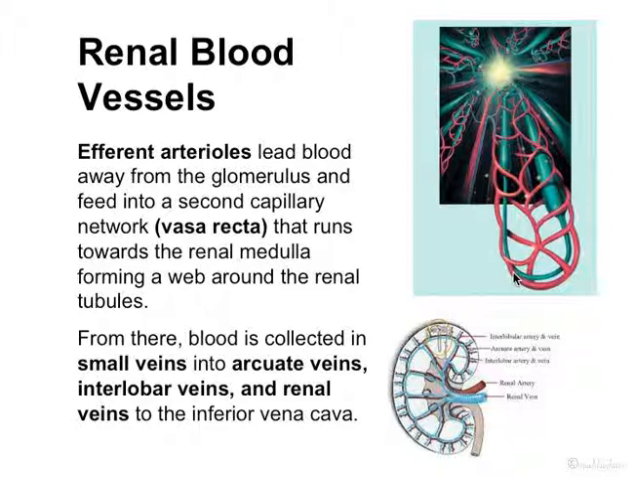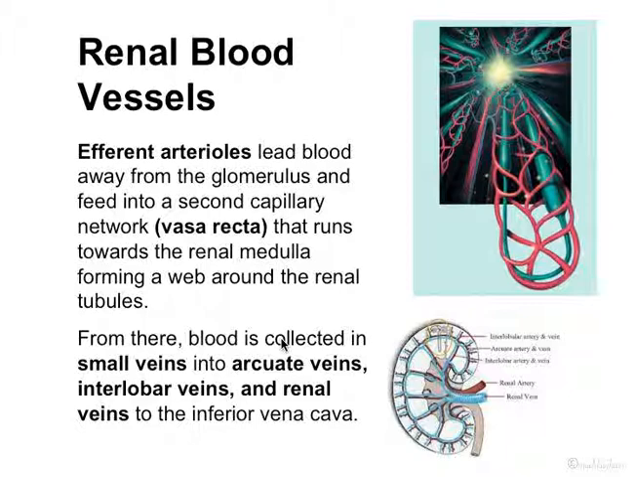And from there then, because these are areas where a lot of the substances go back from the tubular system into the bloodstream, from the vasa recta the blood leaves into small veins, and then we get into arcuate veins, into local veins, and then back to the renal veins, into the vena cava, bringing the blood back to the heart.